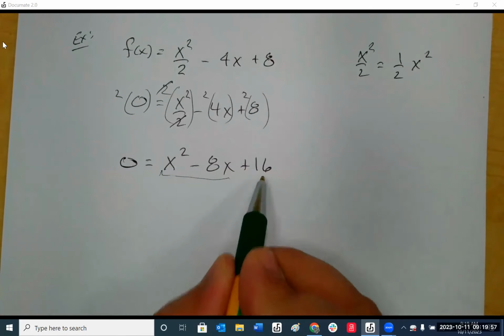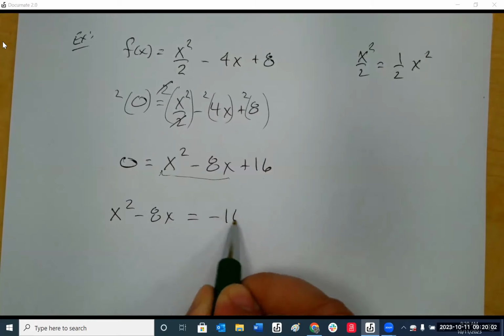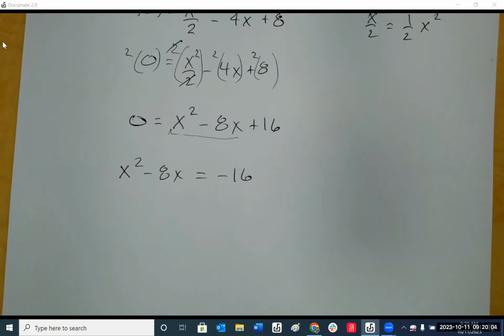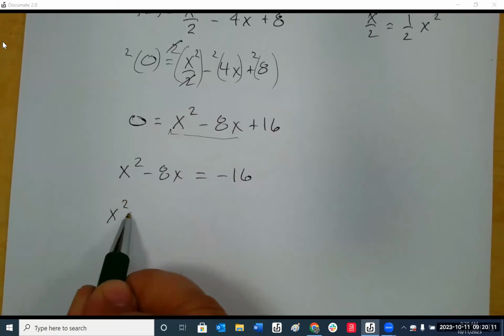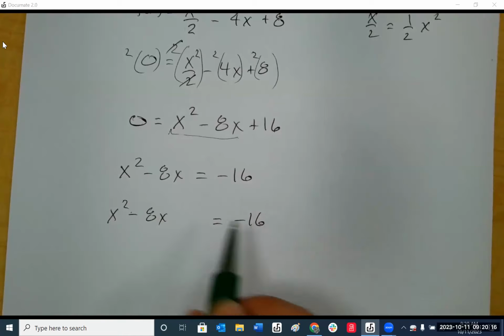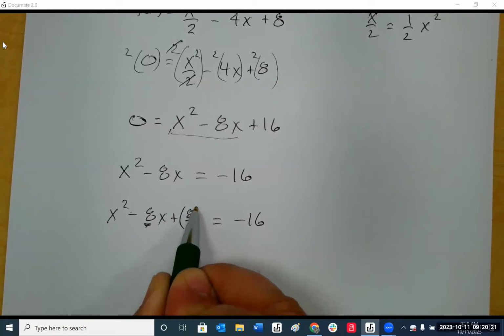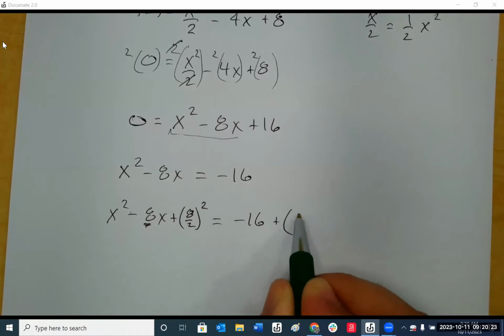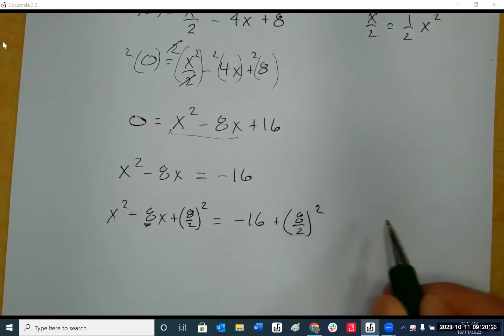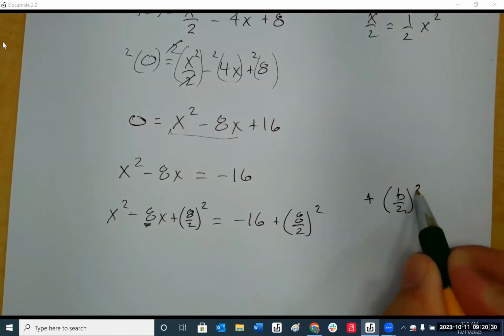Remember, all the x's on one side. So we have x squared minus 8x equals negative 16. We have to move the 16 over. Then what do we do? We have to add b over 2 squared to both sides.